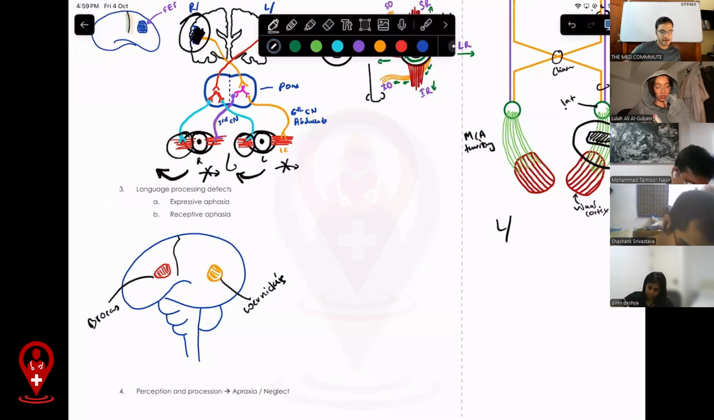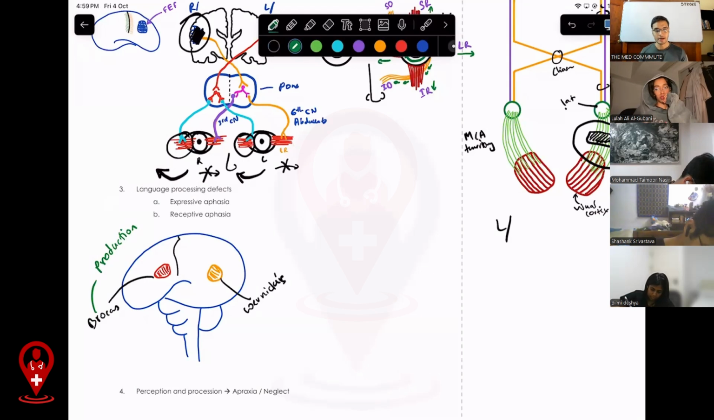Look at this, guys. Broca's area in a normal person is for language production. What do I mean by language production? For you to talk, for you to speak with someone. Even writing, there is a part played by writing as well. So language production and language expression. This is the function of the Broca's area.